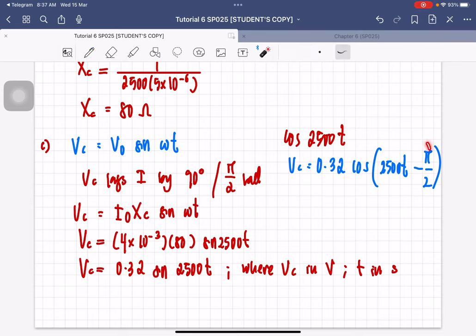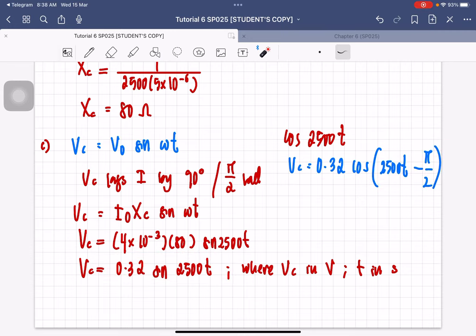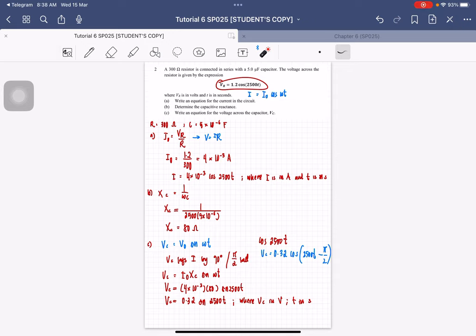Okay? So why do we have minus pi over 2 here? This is telling us that the voltage across the capacitor lags by pi over 2 radian. Okay? This is if we use cos, because the cos and sine graphs are different. So in order for this to be equal to the sine equation here, we have to add this pi over 2 radian here. Right. Yeah, so that is basically that. So why do we use sine directly here? Because sine 2,500t already tells us that the voltage across the capacitor lags the current by 90 degrees. Alright? Okay, so that is the solution for question number 2.